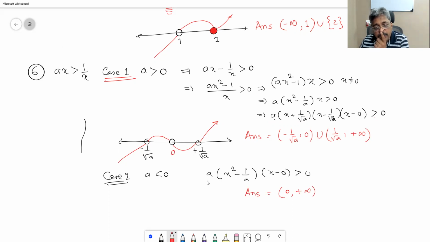Sir, the inequality would flip after cancelling that a and x squared minus 1 upon a. Equality? Sir, one minute. If we take a to the other side, x should be greater than 0, therefore x should be less than that. Correct. This is not correct.